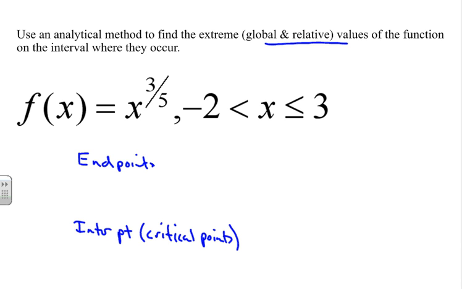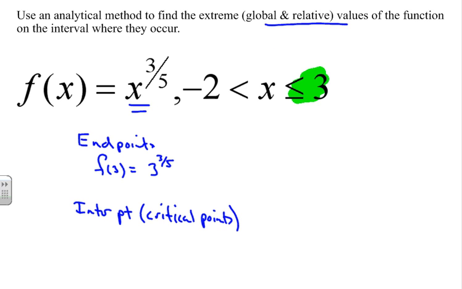As we go through here, we need to test to see where this function is, and do we have any endpoints? Looking at our domain, we do have a closed interval endpoint here at 3. So I'm going to find out what f of 3 is, and that's going to be one of my relative extrema. We plug that in: 3 to the 3/5 power, which is one of our possible relative max or mins.